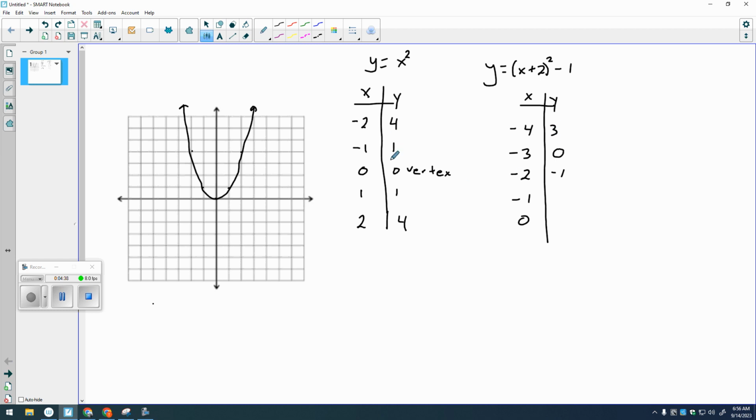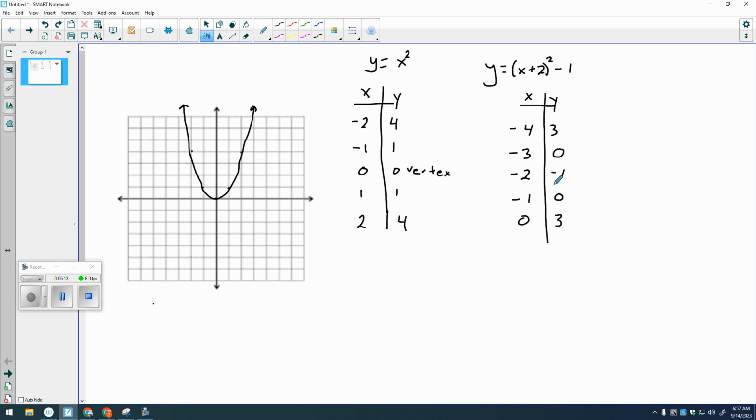Now notice the symmetry over here. Let's just show that it does show up again over here, and then the next time I make a table, I'm just going to use that symmetry. Put a -1 in. -1 plus 2 is +1. A +1 squared is +1. Minus 1 is 0. Notice the symmetry. 0 plus 2 is 2. 2 squared is 4. 4 minus 1 is 3. Just like this has symmetry, this also has symmetry.